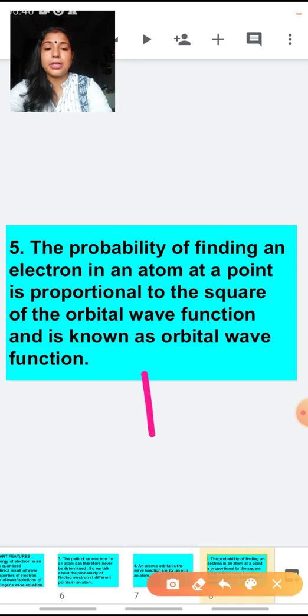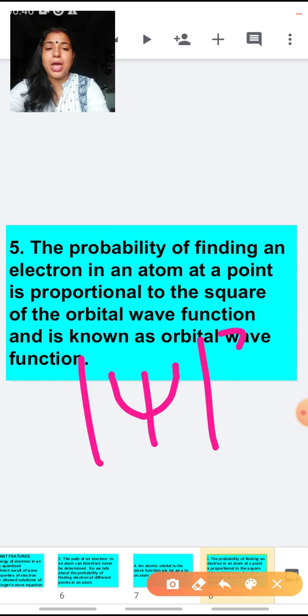This orbital wave function is psi, and its square will tell you about the probability of finding the electron, or you can say the probability density. So it is known as the orbital wave function. Psi square is the probability density.